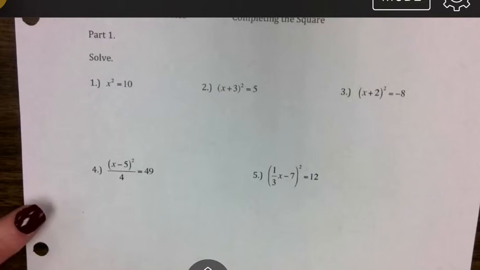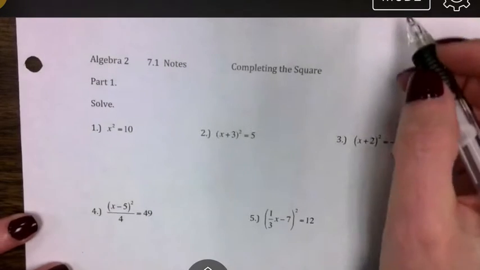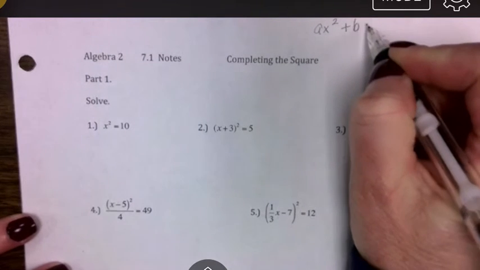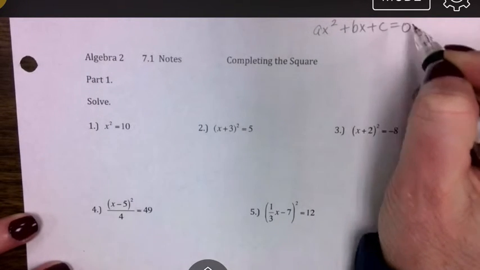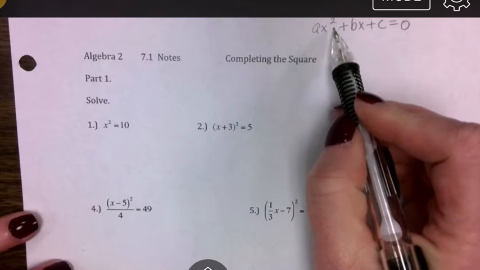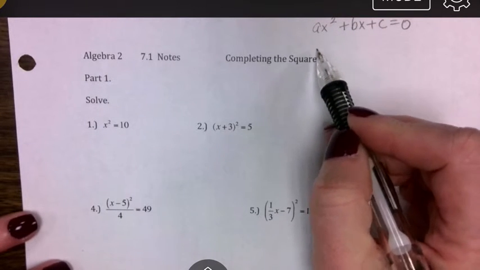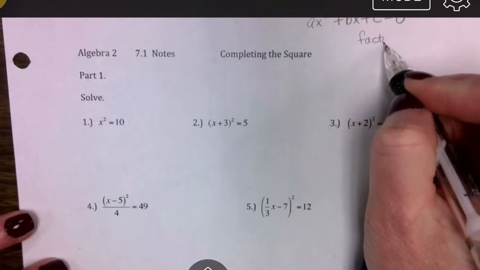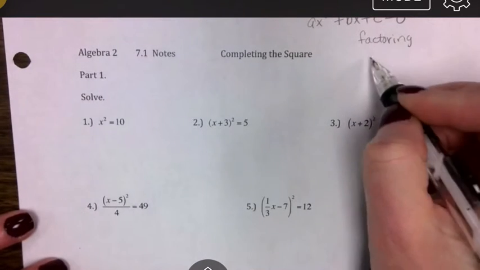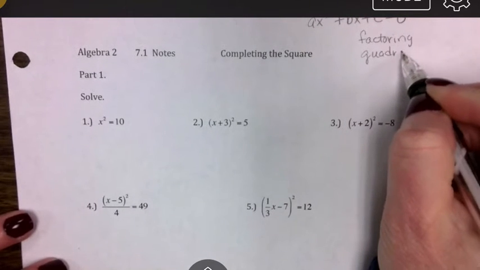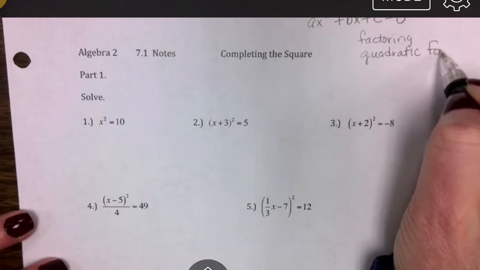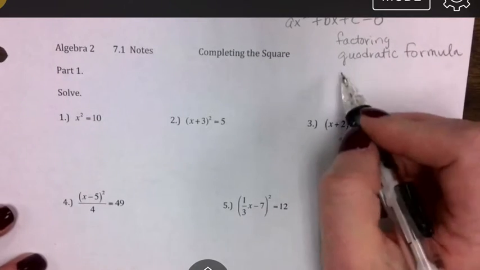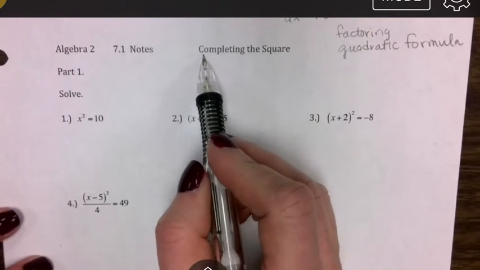to address the quadratic formula. And the quadratic formula is written in the form ax squared plus bx plus c is equal to 0. The quadratic formula is also one way of solving a quadratic equation, just as factoring is, which we have done up until this point. Quadratic formula, like I said, we will talk about in section 7.2, but this section is completing the square.